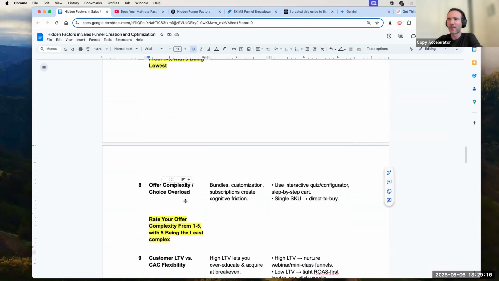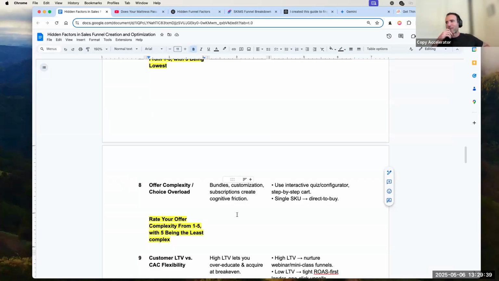Okay, this next one was kind of good. I liked it. It's offer complexity, or choice overload, which is a true thing. This is one of the biggest challenges when people try to sell D2C and create bundles. Obviously bundles are great because they increase your AOV and make more money, it's awesome.